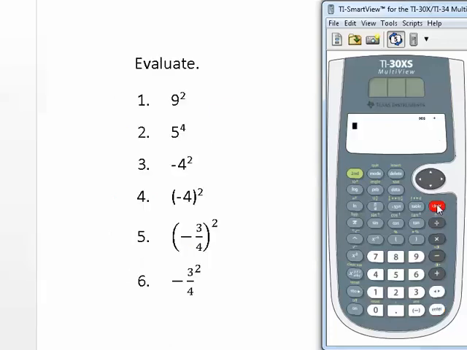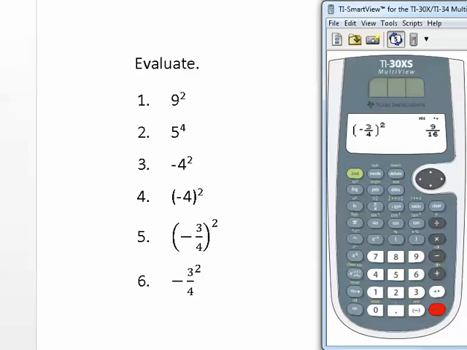So let's clear the screen and try the fraction. So let's use a parenthesis followed by a negative, the fraction button, type a 3, move down, type in the 4, move to the right, and put in the parenthesis, and then press the square button. And you'll notice what happens here. We square both the 3 and the 4. And again, because the parentheses has the negative sign in it, we have to square that as well. So in other words, the base is the entire negative 3/4. That gives us a positive 9/16.